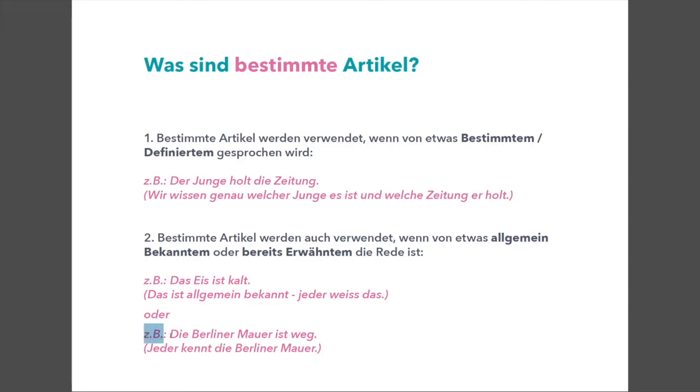In our second example, we are talking about expressions that are generally known, like the Berlin Wall, the Chinese Wall, the Eiffel Tower, the Statue of Liberty. Everybody knows or should know these expressions. Now, die Berliner Mauer ist weg, the Berlin Wall is gone. We need to use defined articles here because it's part of general knowledge. Everybody knows which wall in Berlin we mean, as with the Eiffel Tower, the Statue of Liberty, etc.